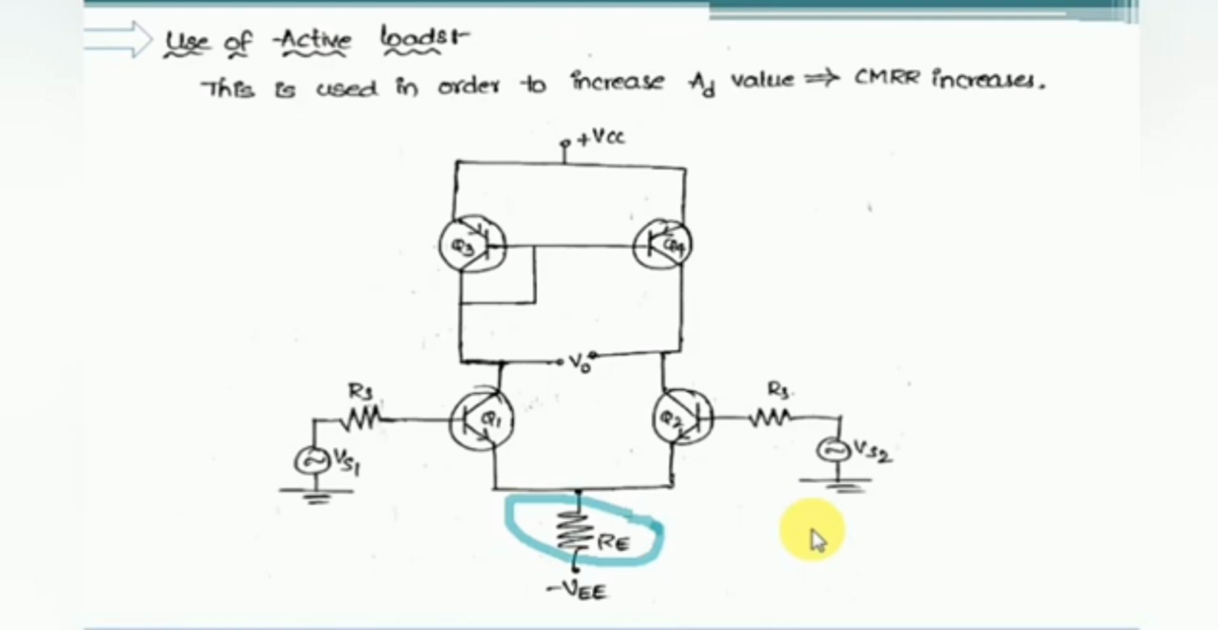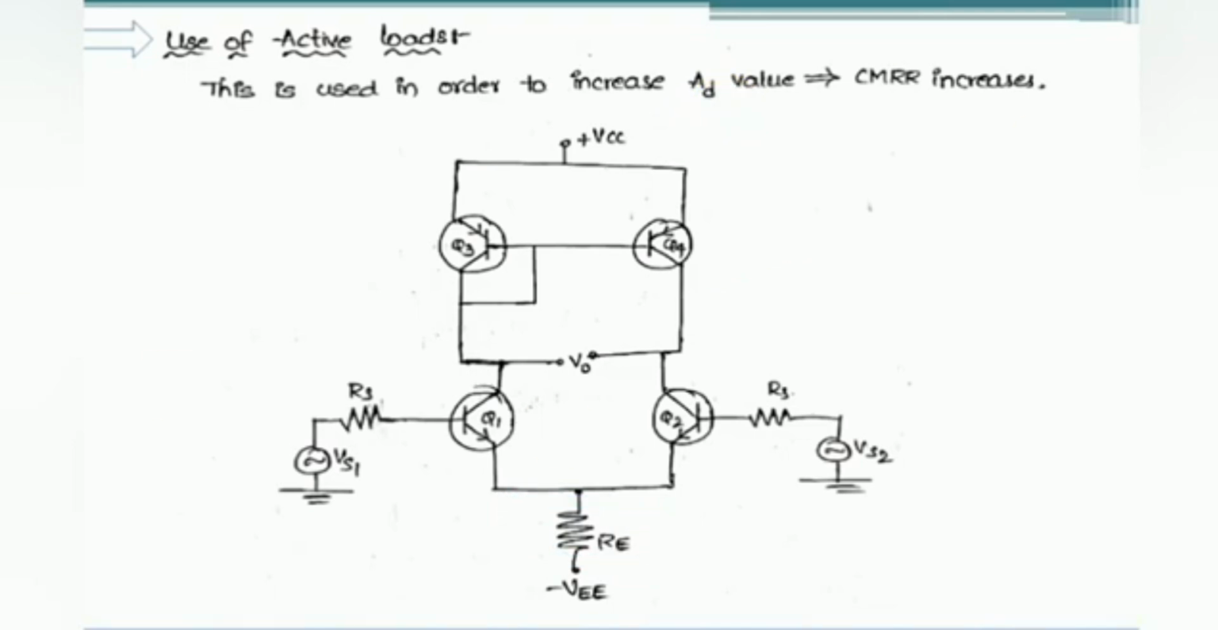Here what we are doing is simply replacing the collector resistors RC with an active circuit. So this is also one current mirror circuit. Here it is an active circuit which will provide the high resistance value RC. From the AC analysis we know the differential gain AD depends on RC. Since RC increases, AD value will also increase and therefore CMRR value will increase from the definition. So this is the use of active load.